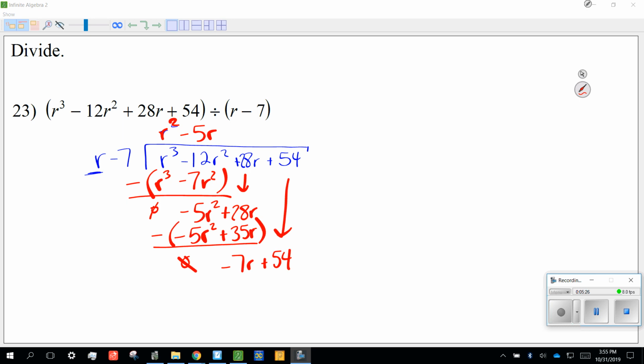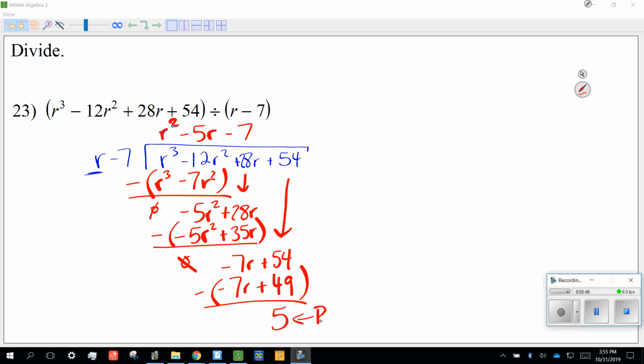And so now how many times will r go into negative 7r? Negative 7 times. That just means that negative 7 times r is negative 7r. Negative 7 times negative 7 is 49. And then we subtract that. And so we get 54 minus 49 is 5.